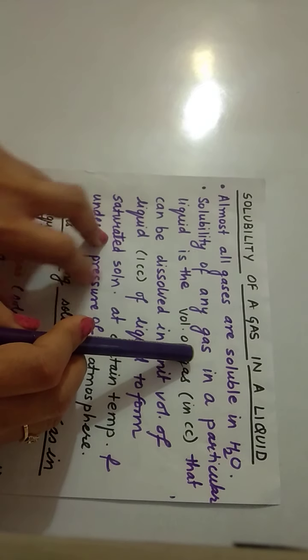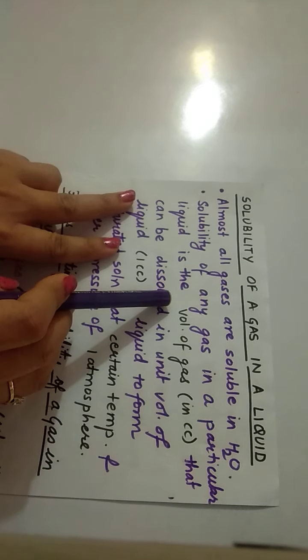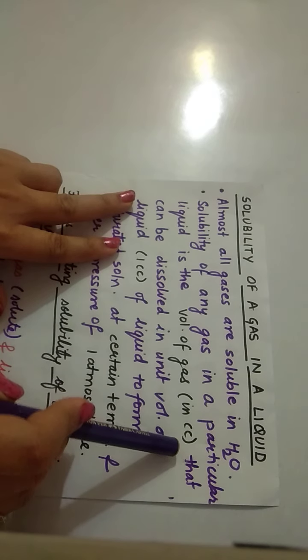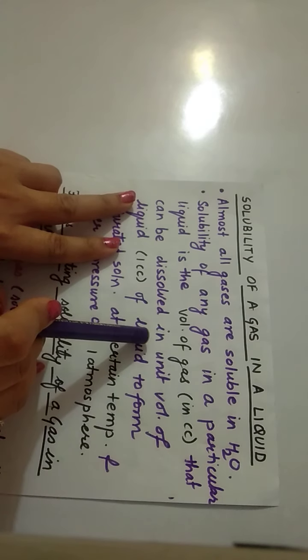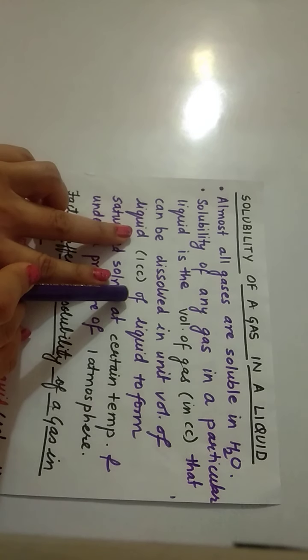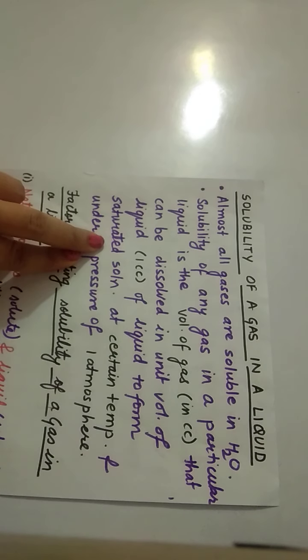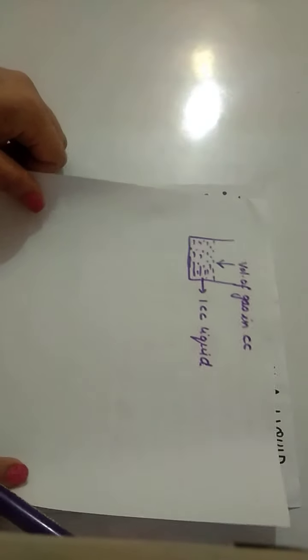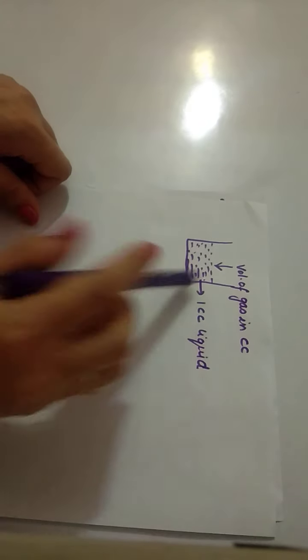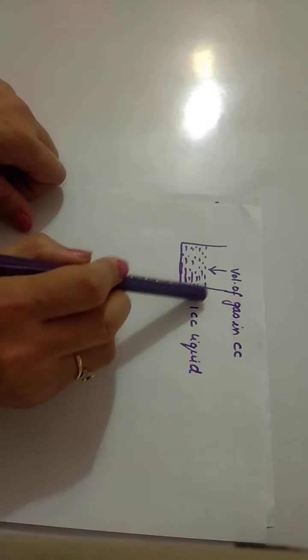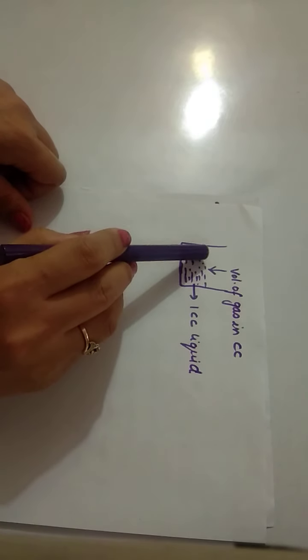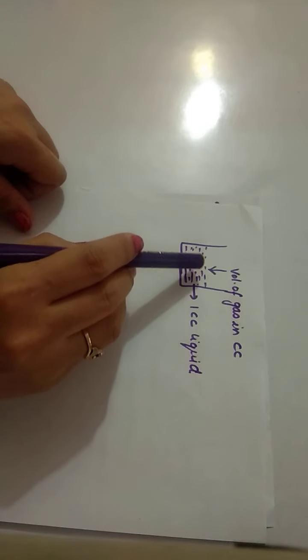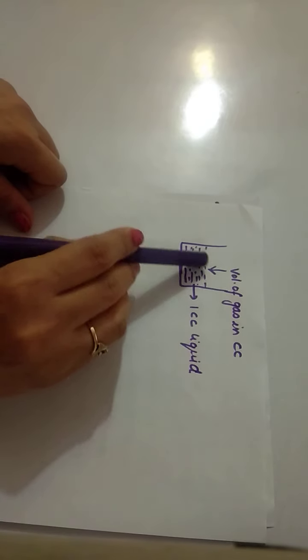So here's the definition. Solubility of any gas in a particular liquid is the volume of gas in cc that can be dissolved in unit volume of liquid to form a saturated solution. Here we will be dissolving a certain volume of gas in 1 cc of liquid till the time this solution becomes saturated.